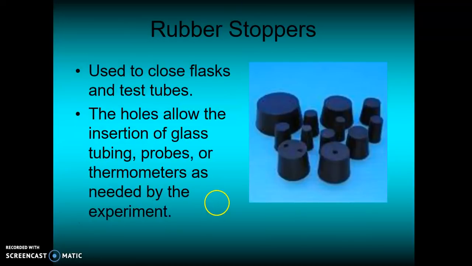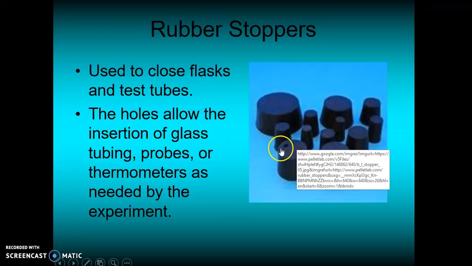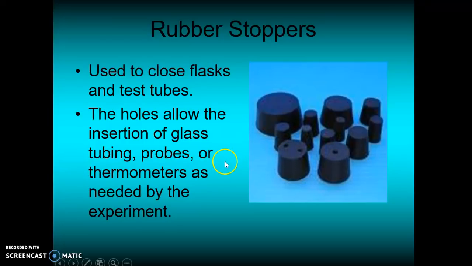Rubber stoppers. To close various glassware like test tubes, Florence Flasks or Erlenmeyer Flasks, you use these rubber stoppers on the top. The holes allow the insertion of glass tubing, a probe or a thermometer needed for the experiment. You can see some of the holes in there. These are used for inserting thermometers to check the temperature of the liquid.